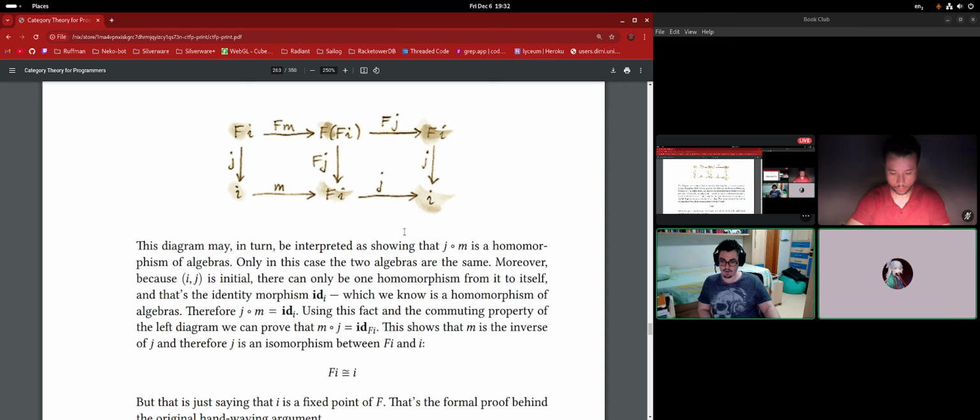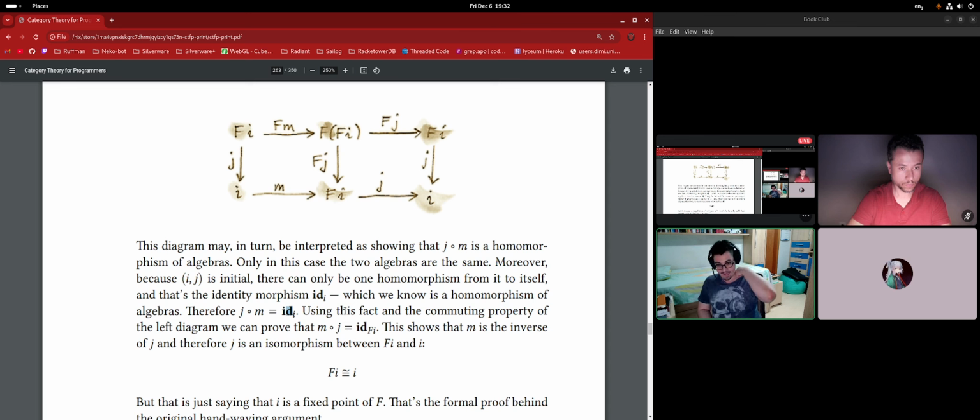M after J is the identity. Using this fact and the commuting property of the left diagram, we can prove that M after J is the identity of f of I. Because if you see on the left side of the diagram, you go from f of I using J to I, and then using M you go back to f of I. So this is also an identity, but this time on f of I.